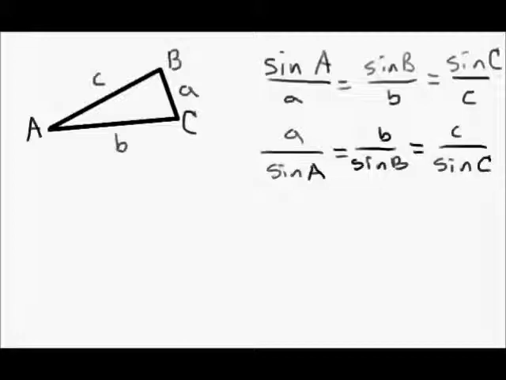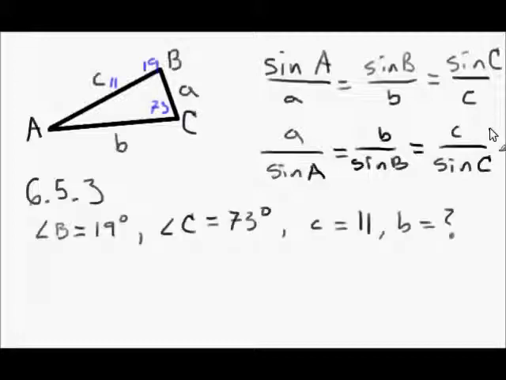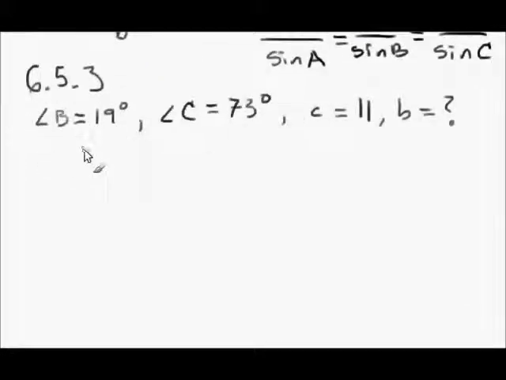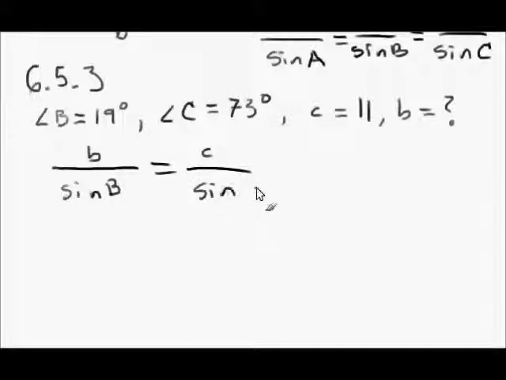Okay, so our first problem we want to take a look at is 6.5 number 3. This is a law of sines problem. It says that angle B is 19 degrees, angle C is 73 degrees, side C measures 11. What's the length of side B? We're going to set up the law of sines, and we're going to use B divided by sine of B is equal to C divided by the sine of C. And we want to use this because B is in the numerator. We won't have to divide, cross multiply, anything like that. Rule of 3 as it's called. We can just multiply by the sine of B, get our solution.